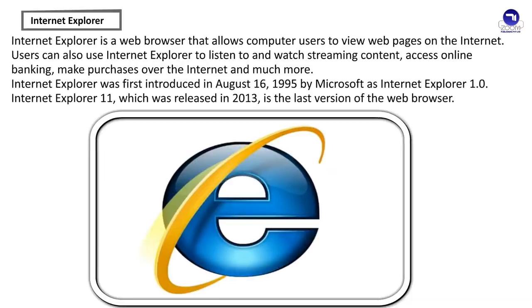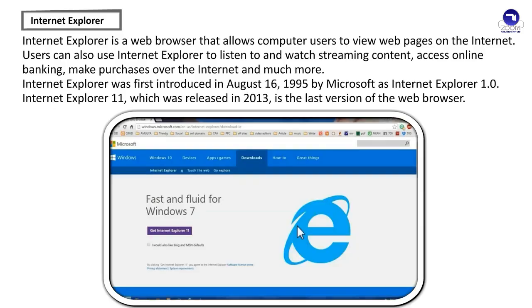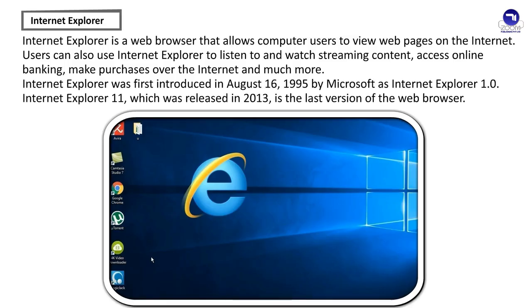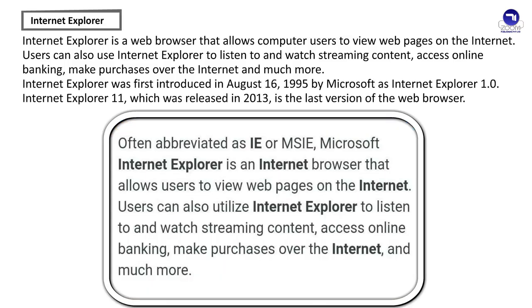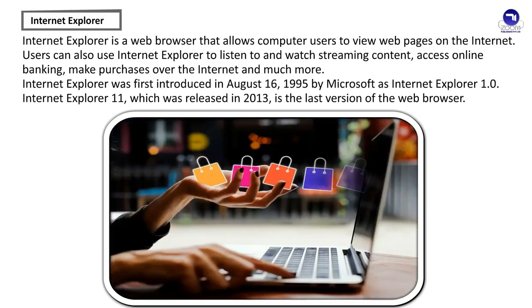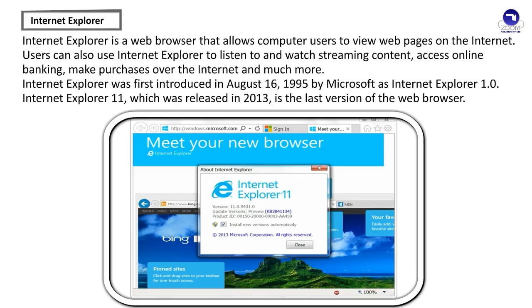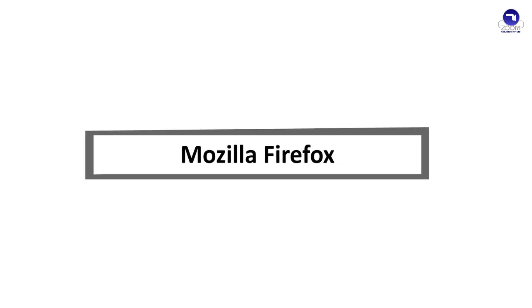Internet Explorer. Internet Explorer is a web browser that allows computer users to view web pages on the Internet. Users can also use Internet Explorer to listen to and watch streaming content, access online banking, make purchases over the Internet, and much more. Internet Explorer was first introduced on August 16, 1995 by Microsoft as Internet Explorer 1.0. Internet Explorer 11, which was released in 2013, is the last version of the web browser.